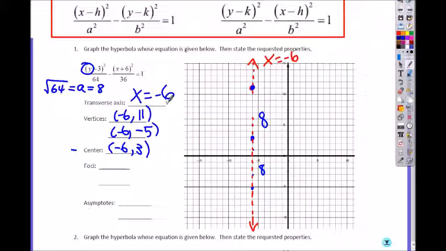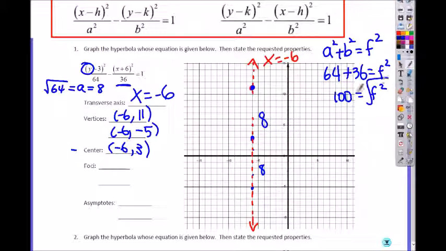What about foci? How do you find foci on a hyperbola? It is a squared plus b squared equals c squared. So instead of finding a squared, isn't this a squared under the first term? So what is a squared? 64. Just use the number that they give you. What is b squared? 36. So 64 plus 36 equals c squared. So I get 100 equals c squared. Now I square root it. So 10 equals c, the distance from center to foci.